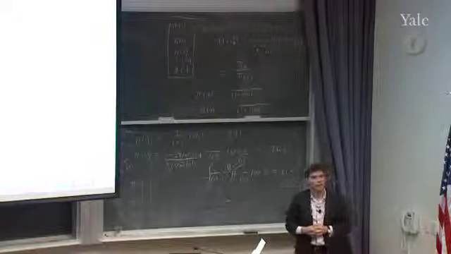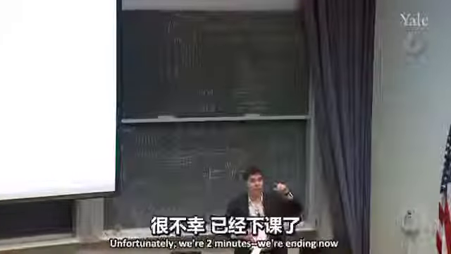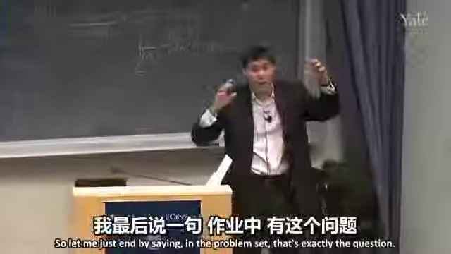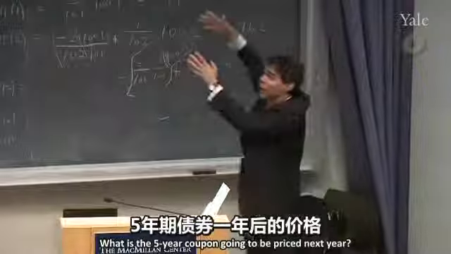Each contract would have one less forward rate. Okay, so what you both said is absolutely correct. Unfortunately, we're at 2 minutes, we're ending now. So let me just end by saying, in the problem set, that's exactly the question. What is the 5-year coupon going to be priced next year?